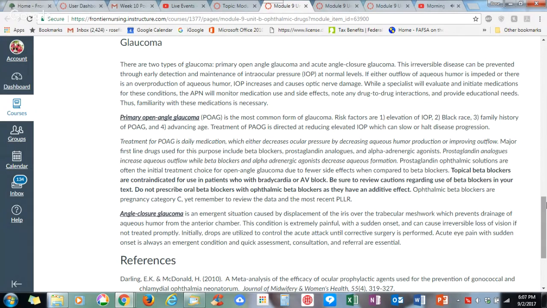Topical beta blockers are contraindicated for use in patients with bradycardia or AV block. Be sure to review cautions regarding use of beta blockers in your text. Do not prescribe oral beta blockers with ophthalmic beta blockers as they have an additive effect. Ophthalmic beta blockers are pregnancy category C. Yet remember to review the data and the most recent PLLR.